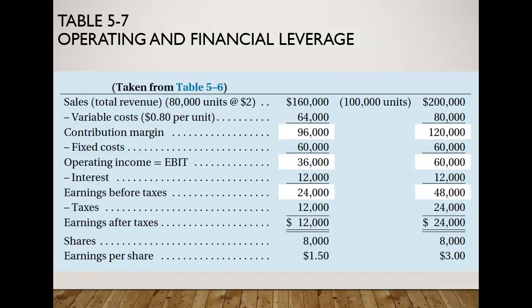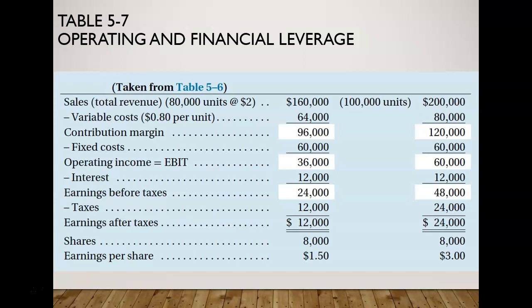So variable cost in terms of unit would be 80 cents per unit. If 80,000 units are sold, let's focus on the 80,000 line for now, the variable cost would be $64,000. We produce a contribution margin of $96,000. Then we will have fixed costs of $60,000 to have our earnings before interest and taxes, or EBIT, of $36,000.